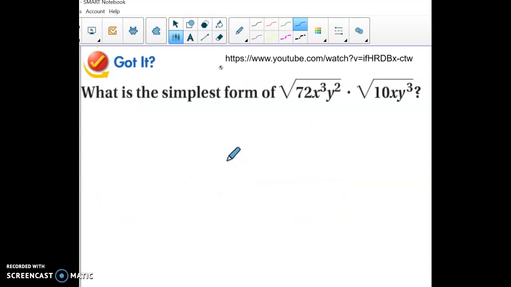All right, so we're going to get back to ones that are more like yesterday. Yesterday we were breaking them apart by simplifying. Today on a multiply question, you're just going to smash them together first and then simplify like we did yesterday. So I'm going to make this into one giant square root, and combine what's underneath here. So 72 times 10 is 720. Then x cubed and x to the first is x to the fourth. Y squared and y cubed, add those together, y to the fifth.